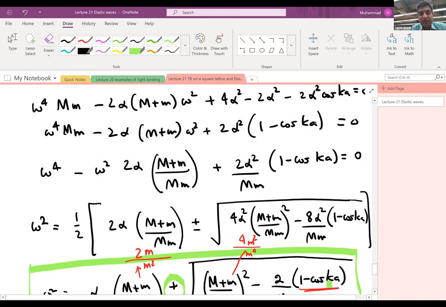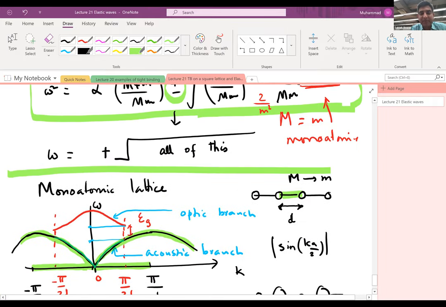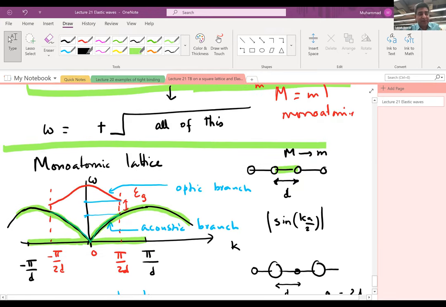All right. So do these small acrobatics as a do-it-yourself problem. Okay. Now in the next lecture, what we're going to do is we're going to look at what happens. Why are these called acoustic branches and optic branches, and what do these bands look like in the limit of small and large k's? What are the group velocities, and what happens if you have a three-dimensional lattice? And then I'll also introduce the concept of phonons in a bit more detail.